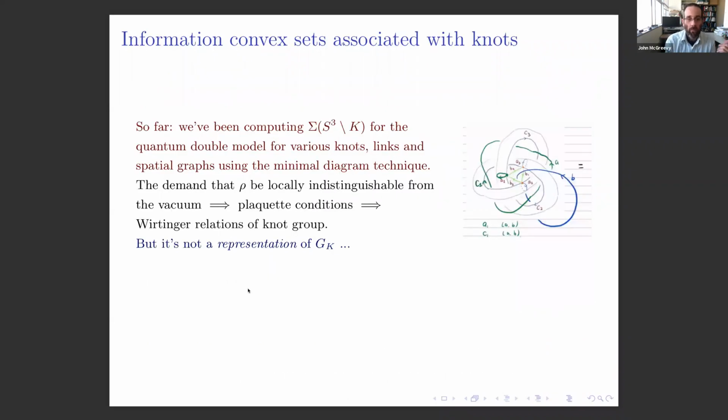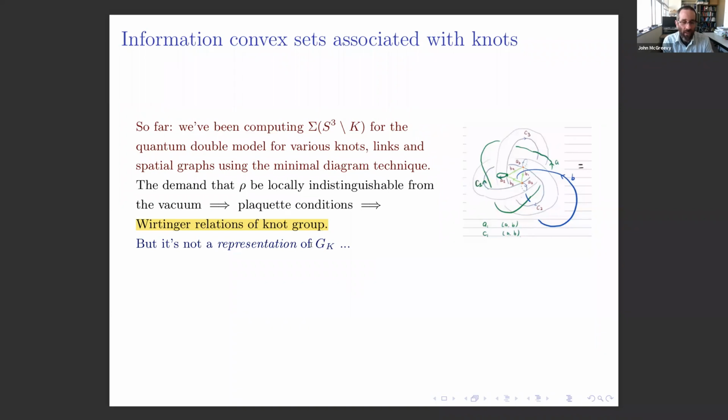So far, we've been computing these information convex sets for the quantum double model for various knots and links in spatial graphs using this minimal diagram technique that I mentioned. This is an illustration of what that looks like. And the demand that rho is a ground state in the region means that we have to impose these plaquette conditions, which we can see very directly imply these Wirtinger relations for the knot group. So I want to say that it's like a representation of the knot group, but of course it's not a representation because we're constructing a family of density matrices, not an action on some Hilbert space.